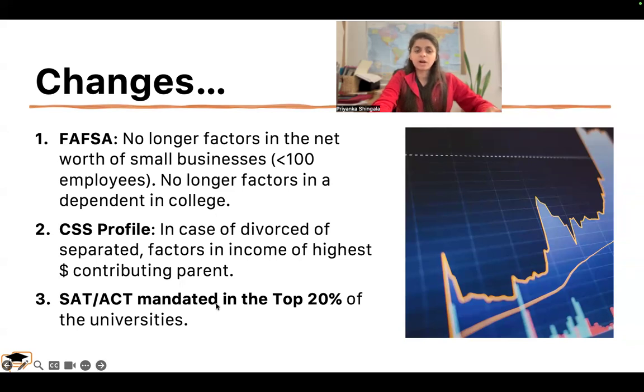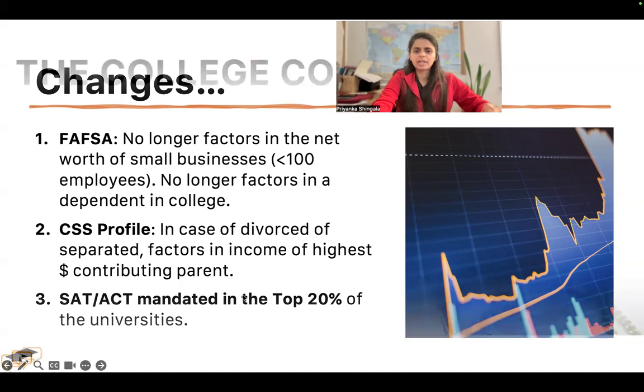And then, of course, as we talked about earlier, the SAT and ACT are basically mandated for the top 20% of the universities. All right, any questions so far?